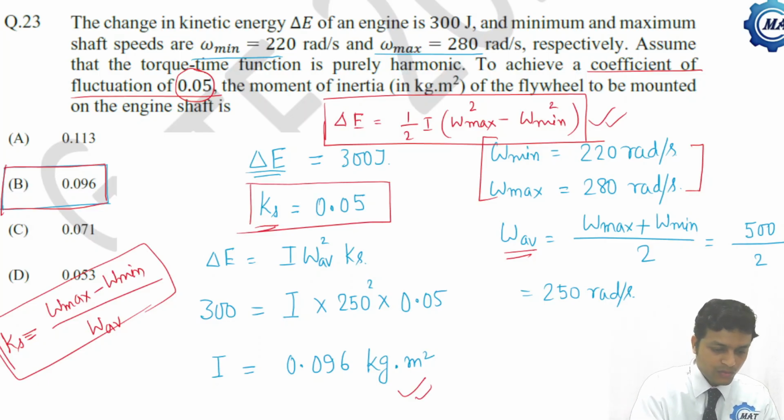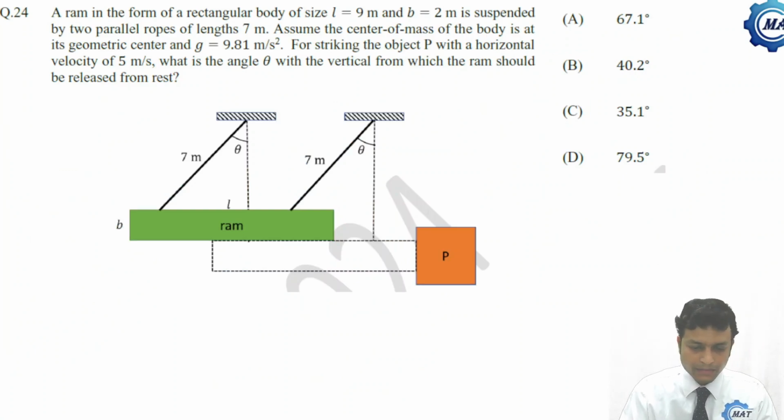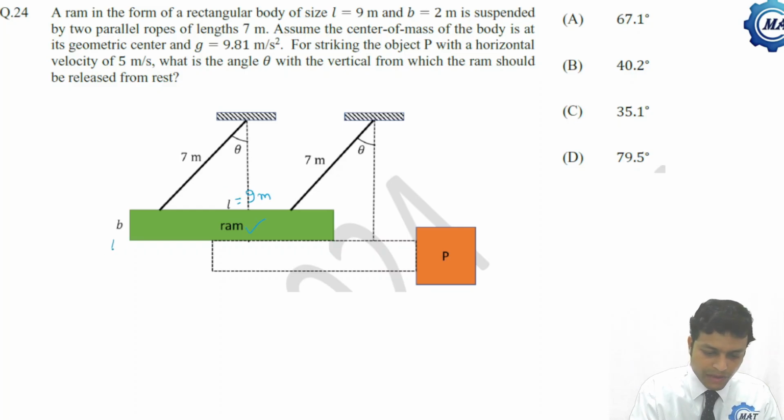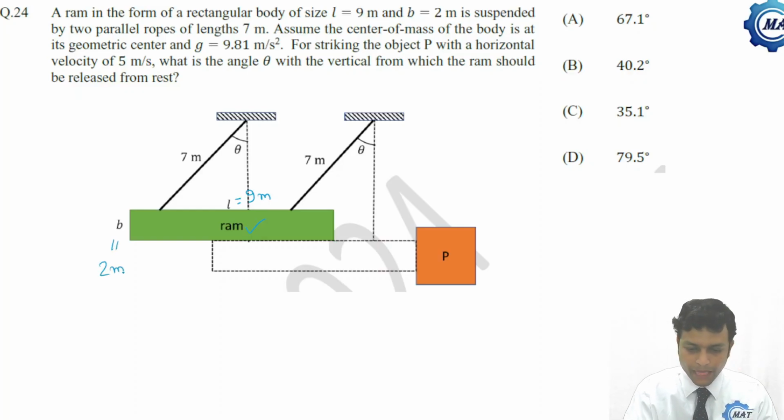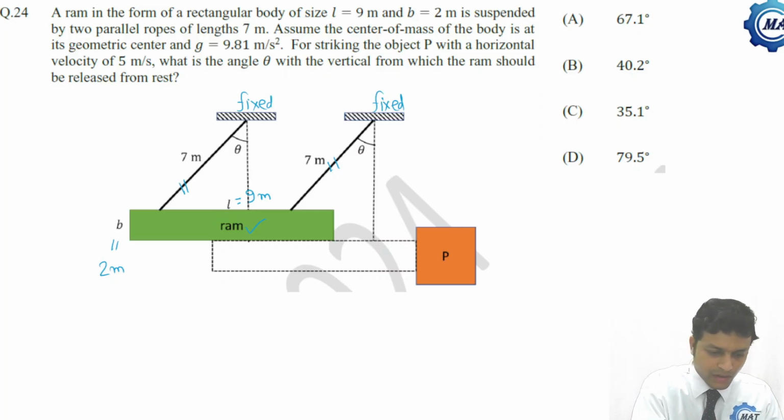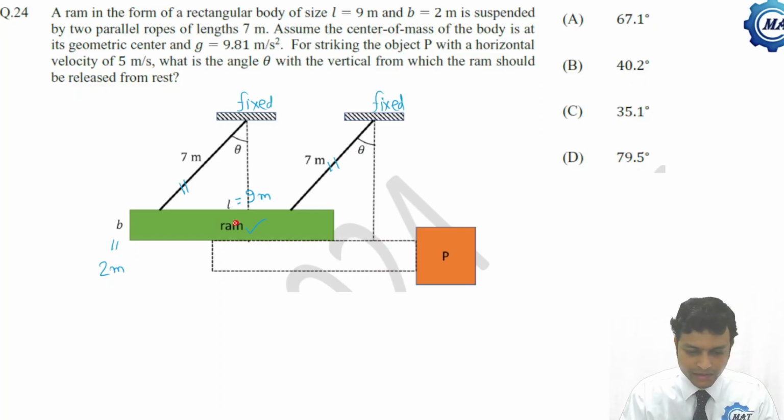Okay, now let us move to the next problem. A ram in the form of a rectangular body, L is 9 meter and B is 2 meter, is suspended by two parallel ropes, and it is fixed here. Assume the center of mass of the body is at the geometric center.